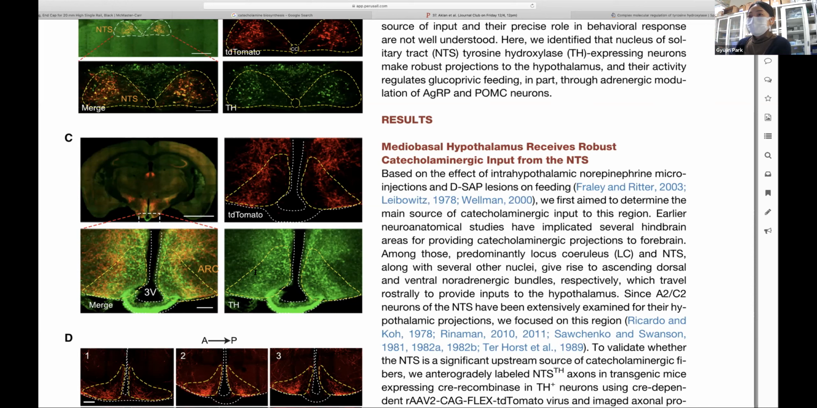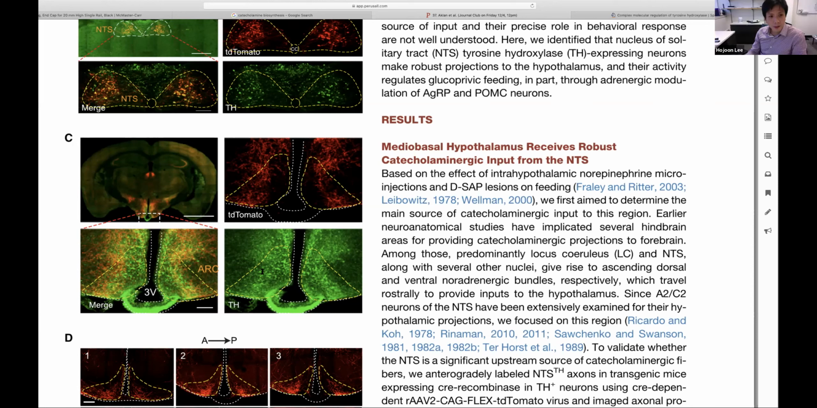So they have one more time staining the TH again. ARC also project the TH also. They want to do it. They want to see that.